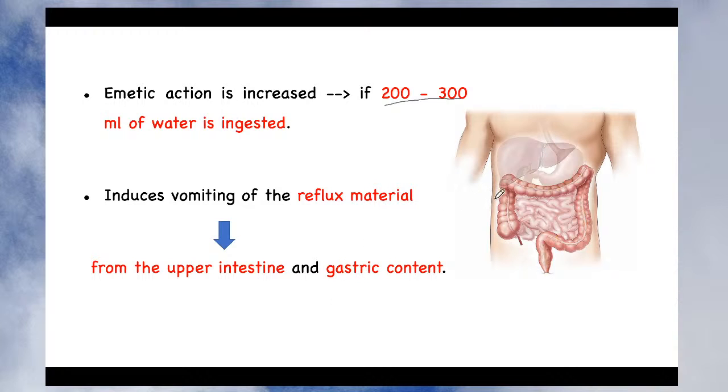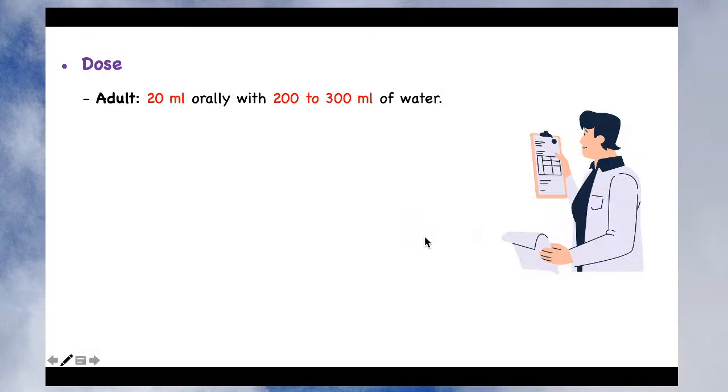So what is the upper intestine? Upper intestine is your small intestine. So the small intestine is called the upper intestine, whereas the large intestine is called the lower intestine. And it also removes whatever content is present in the stomach. That content which is present in the stomach is called gastric content, and the content from the upper intestine can be easily removed by giving Ipecac syrup. So this is all about the Ipecac syrup.